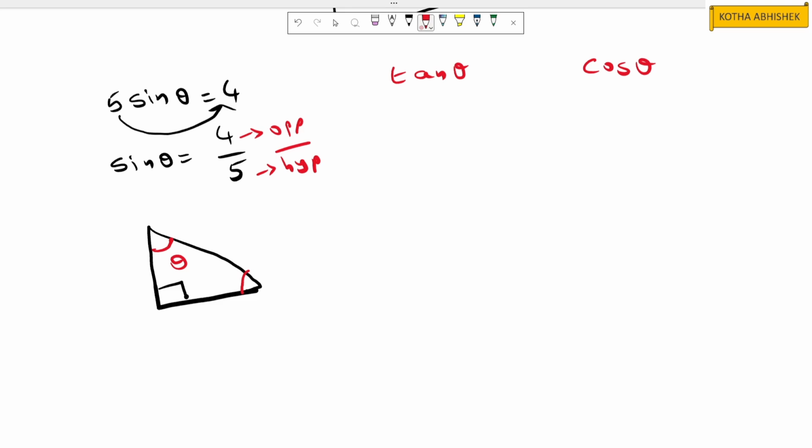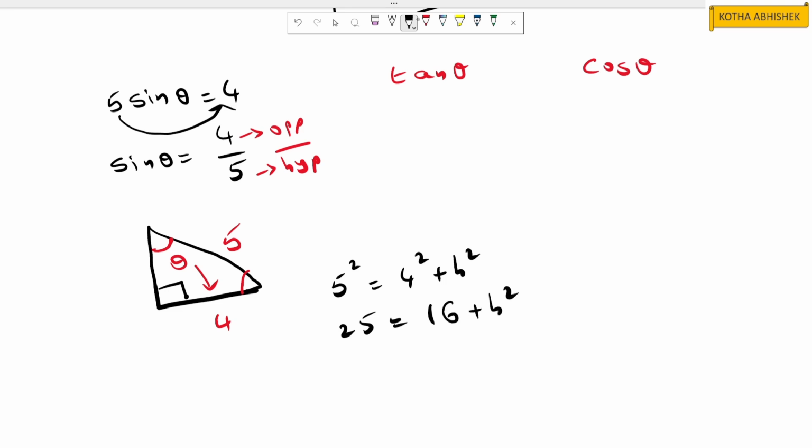Now here, sin theta is 4 by 5, right? So for this theta, this is opposite. And the hypotenuse is always the longest side. So here two sides are given. Now let us find out the third side first. Hypotenuse square equals base square plus height square. 5 square is 25, which equals 4 square, 16, plus height square. Now take 16 to the left side, so it will become subtraction. 25 minus 16 equals x square or h square, whatever. So 25 minus 16 is 9. x square is 9. It means which number square is 9? It is 3, obviously. So this unknown side is 3 units.